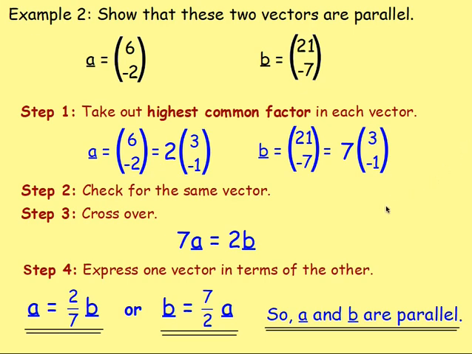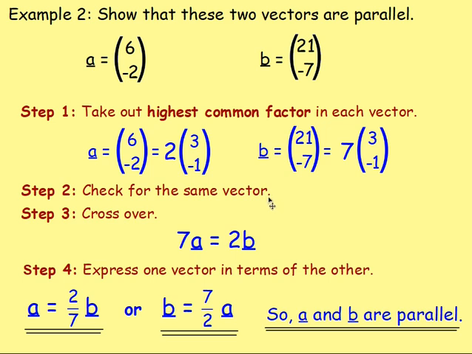Example 2 in that lesson: show that these two vectors are parallel. What you want to do to start with is take out the highest common factor in each vector. So with vector A, you had 6, negative 2. Well, you can divide both those numbers by 2, so take 2 outside the brackets, and it's 2 times 3, negative 1. For vector B, 21, negative 7, you can take the 7 outside the brackets, so it's 7 times 3, negative 1. Check for the same vector.